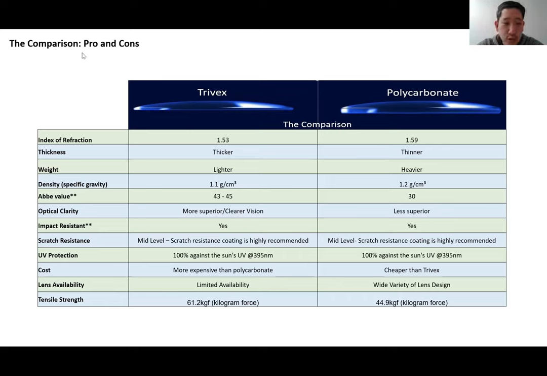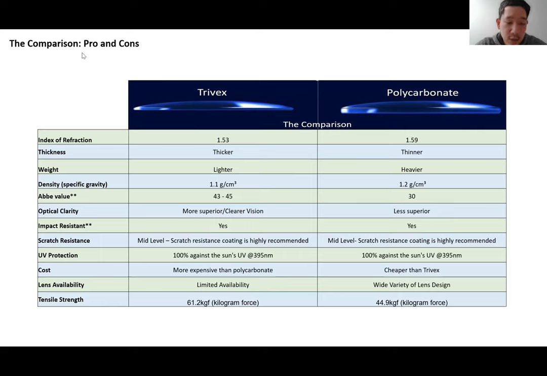So when we talk about tensile strength, and at the very last, this refers to the load or stress that the material can handle before it fractures or before it breaks. So Trivex has a strength of 61.2 as compared to 44.9 of a polycarbonate lens. So right then and there, you know that in terms of strength and power, Trivex is going to be your best option.